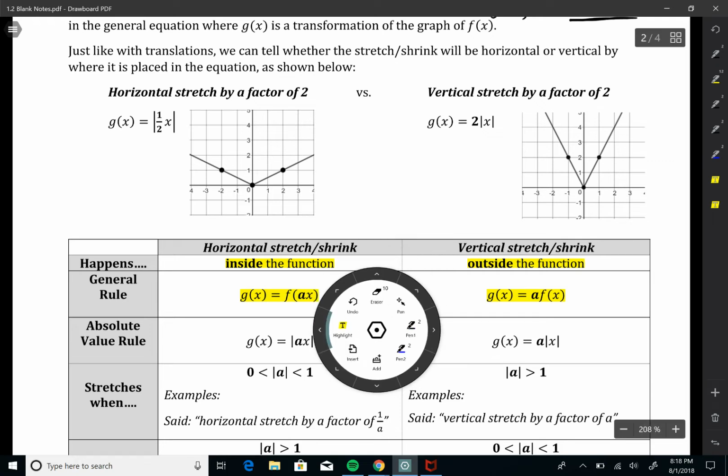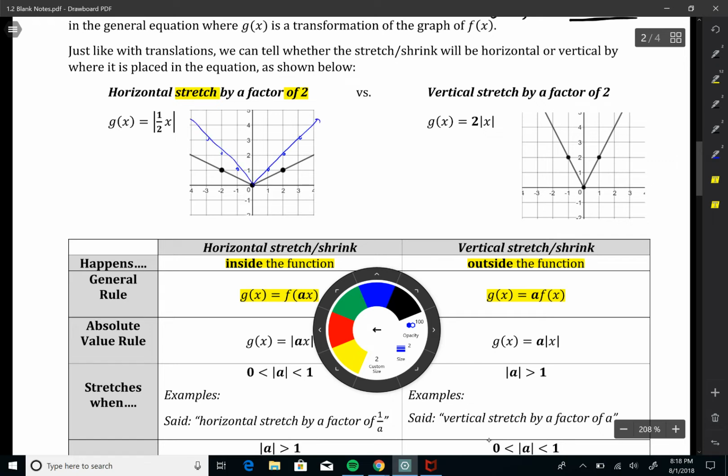This first example is a horizontal stretch by a factor of 2. So for stretching horizontally, you probably think, oh, probably getting wider. So if you want to go ahead and plot some of your points from your parent absolute value function, you can see, in fact, that our graph has gotten wider. If you're not sure exactly how much wider it has gotten, you can always compare original points with new points.